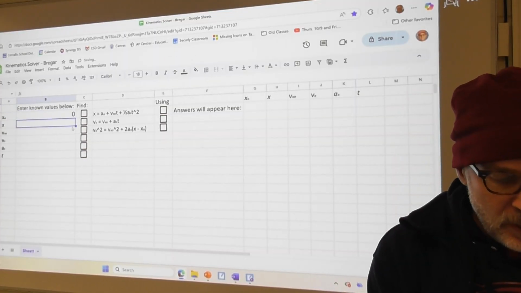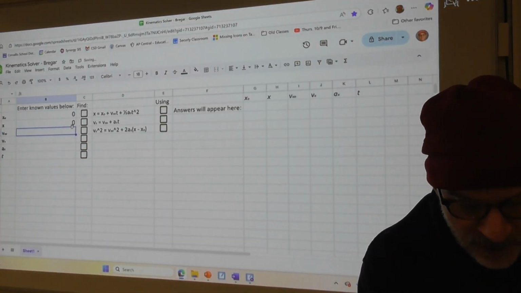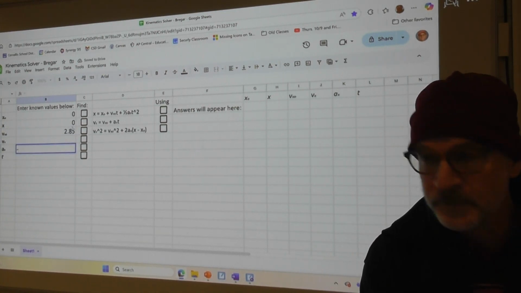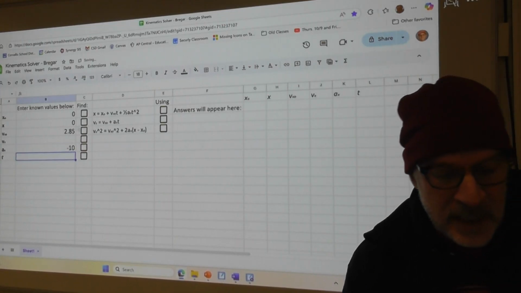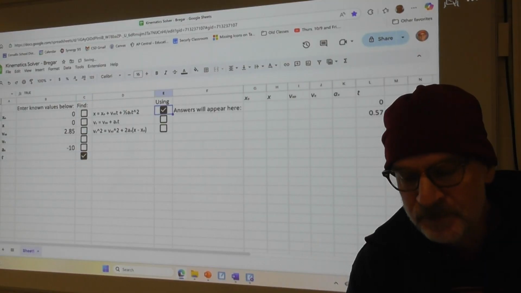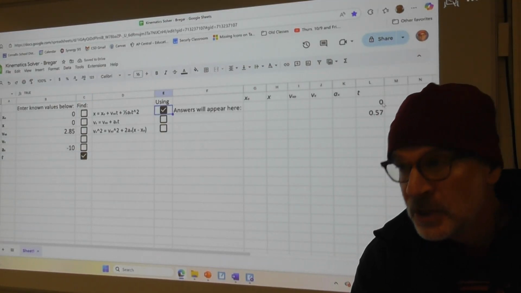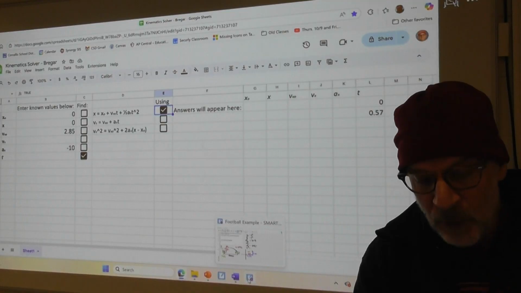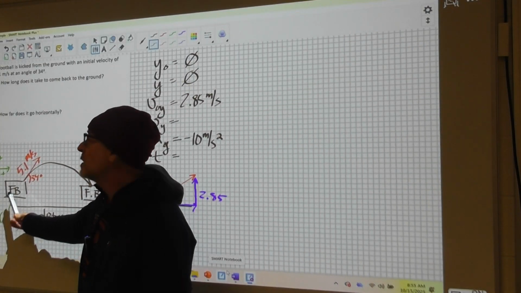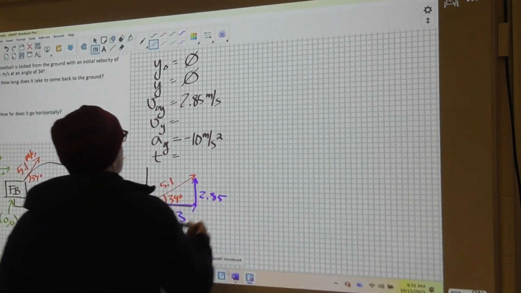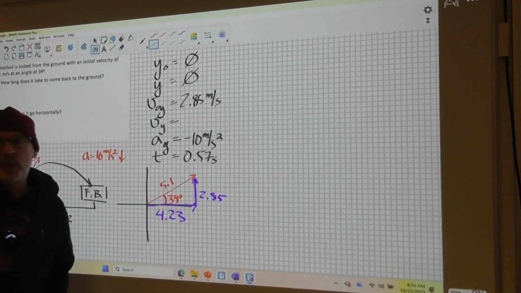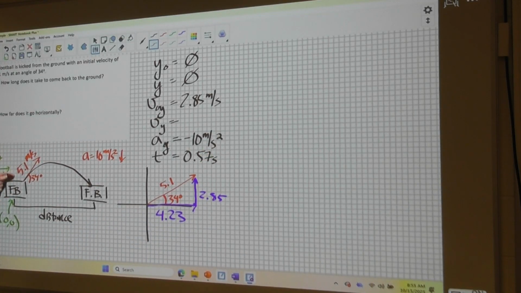We have 0 as our initial and final position. Our initial vertical velocity was 2.85, right? Did I mess that up? Okay. Our acceleration was negative 10 meters per second squared. We need to find time. We can do that with the first equation. We get 2 values, 0 and 0.57, which are both right. It's at position 0 at time 0, and it's also at position 0 at time 0.57 seconds. That's the first part. We now know how long it was in the air.